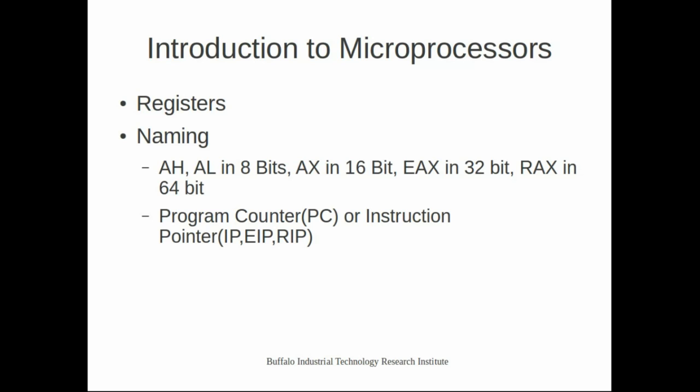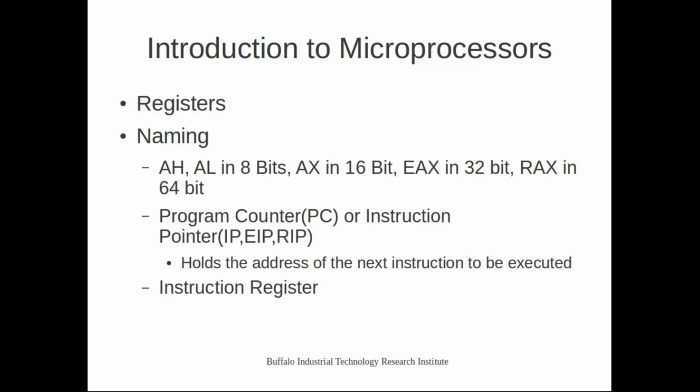The program counter, or instruction pointer, is a special purpose register which holds the address of the next instruction to be executed. It was called IP in 16-bit, EIP in 32-bit, and RIP in 64-bit processors. The processor has another special purpose register called the instruction register, which holds the instruction currently executing in the processor for the control unit to decode.